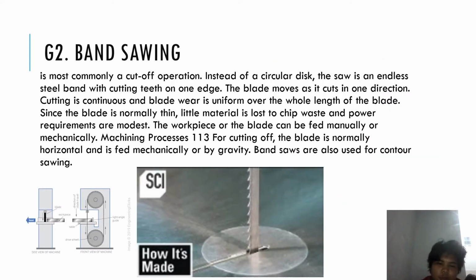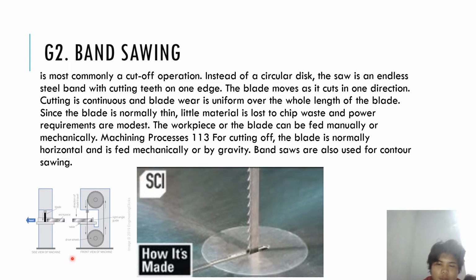Now we're gonna talk about band sawing. Band sawing is the most commonly occurring of sawing operations. Instead of a circular disc, the saw is an endless steel band with cutting teeth on one edge. The blade moves and cuts in one direction. Cutting is continuous and the blade wear is uniform over the whole length of the blade. Since the blade is normally thin, little material is lost to chip waste and power requirements are modest. The workpiece or the blade can be fed manually or mechanically.